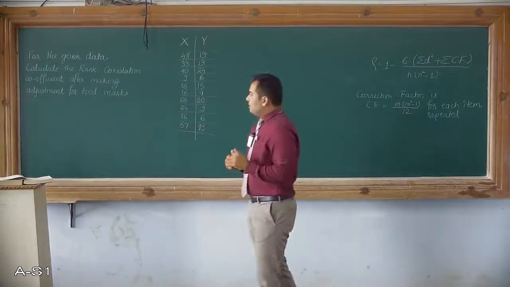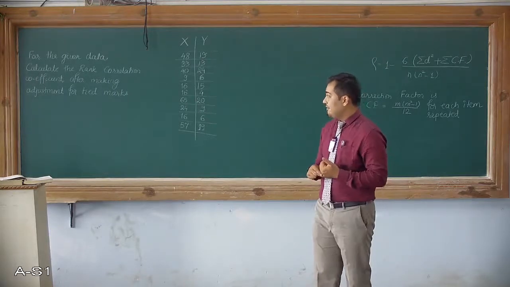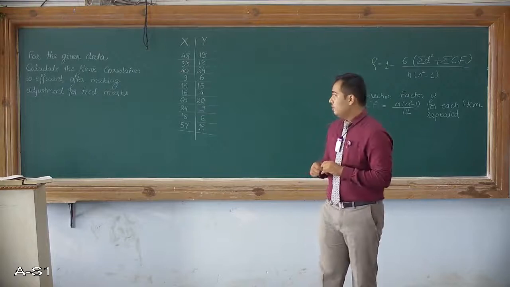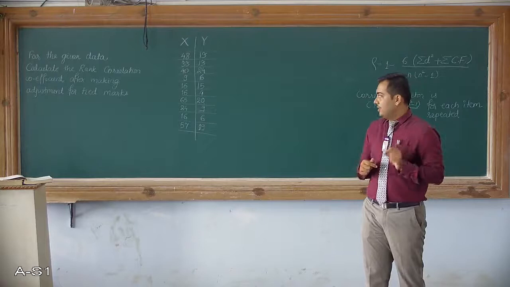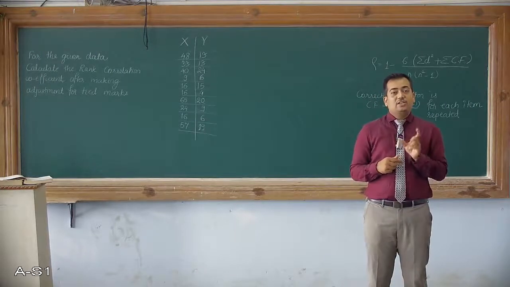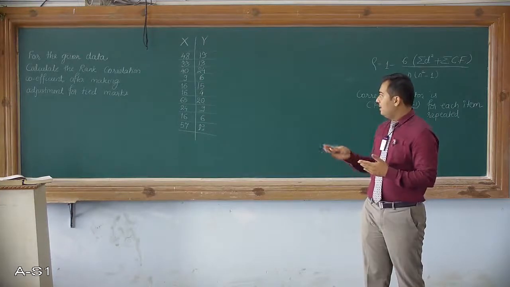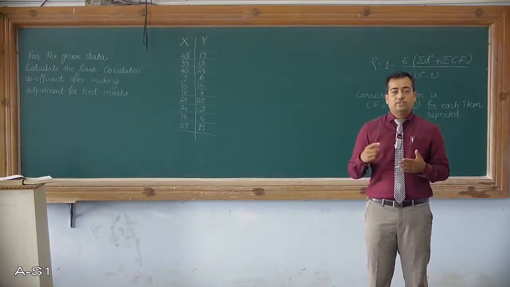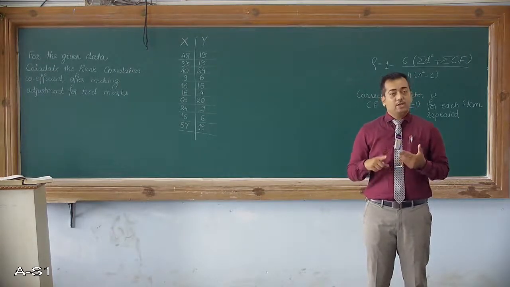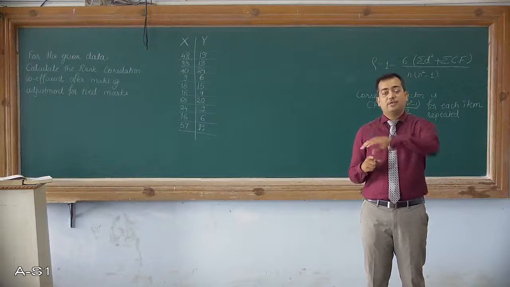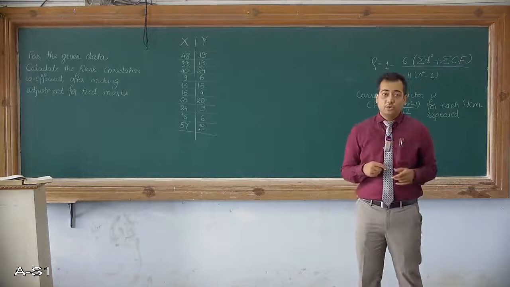Now look at the statement given. For the given data, calculate the rank correlation coefficient after making adjustment for tied marks, or tied ranks. First we have to adjust the ranks where we are getting the same rank. For example, in the Y series, the first two values are the same, 13 and 13, so they are going to have the same rank. We have to make the adjustment for the ranks of the repeated numbers, and after that calculate the rank correlation coefficient.